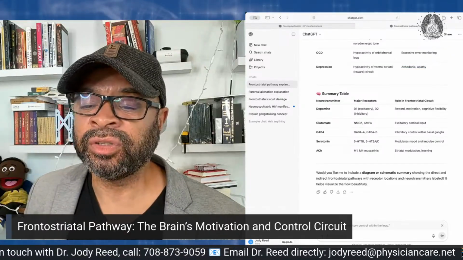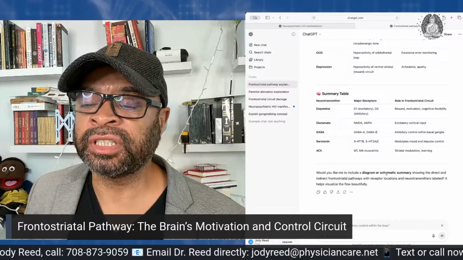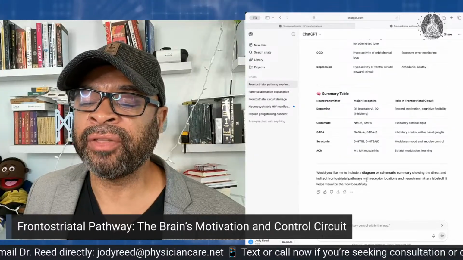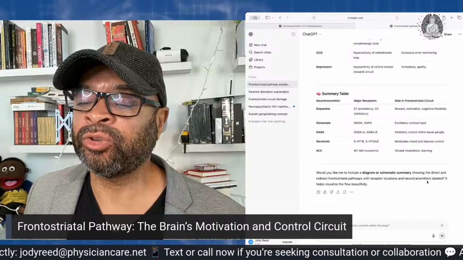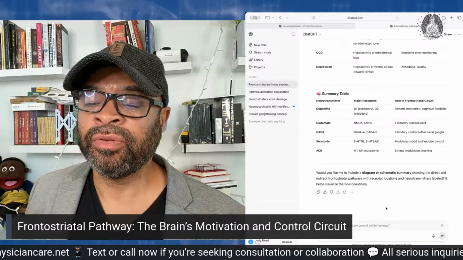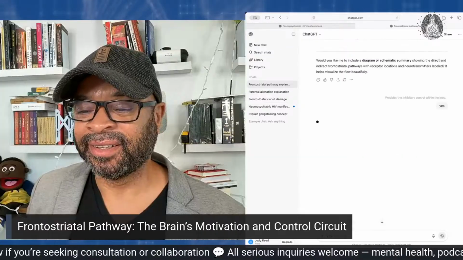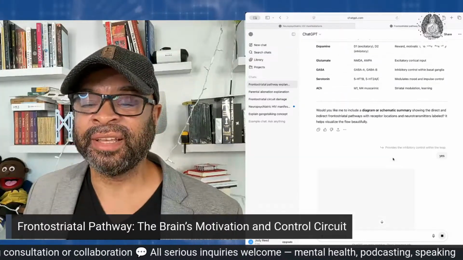It says here, would you like me to include a diagram or schematic summary showing the direct and indirect frontal striatal pathways with receptor locations and neurotransmitters labeled on it? Will help you visualize it. Let me push yes. This is great. And then while it's making that, I'm going to go through this.